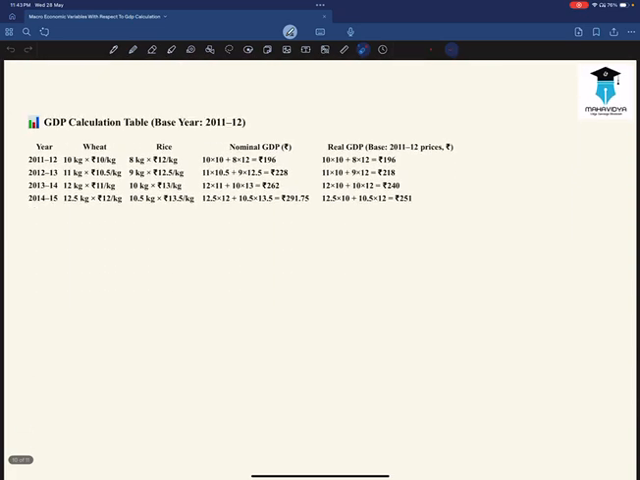For example, consider we are starting from the year 2011-12 and we have considered 2011-12 prices as the base year. In 2011-12, consider there are two commodities in an economy, wheat and rice. The price of wheat was 10 rupees per kg and rice was 12 rupees per kg. In the calculation of real GDP, these base year prices are constant. As you see, 10 is constant in real GDP, and similarly the price of rice is constant throughout the years.